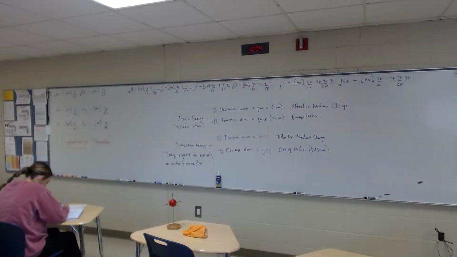Okay. All right, look at row 4, period 4, P block. So P block, period 4, put those largest to smallest.